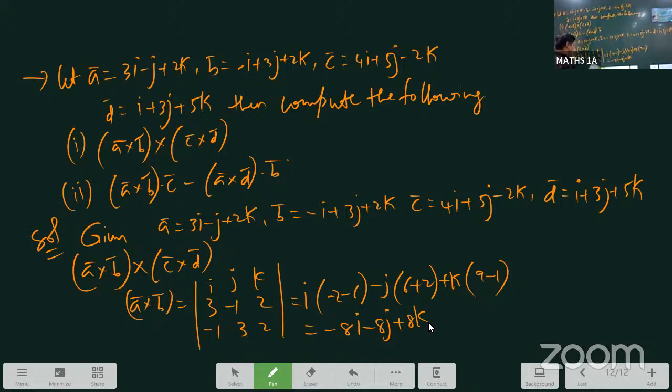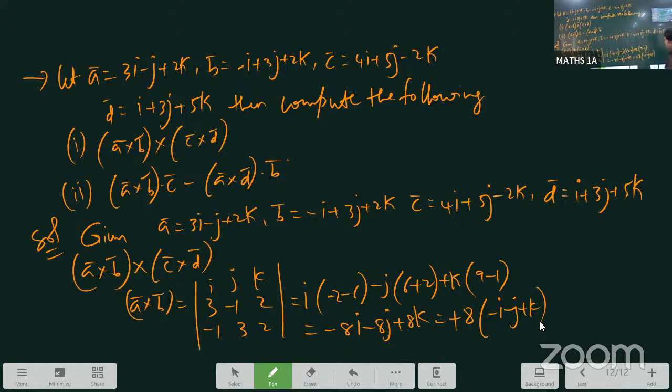Is it clear? So you can take minus 8 common also. Take minus 8 common. That is i plus j minus k. Or you can take plus 8 also. So keep it minus. Is it clear? Take only plus 8, then minus i minus j plus k. Keep it like that. Next.